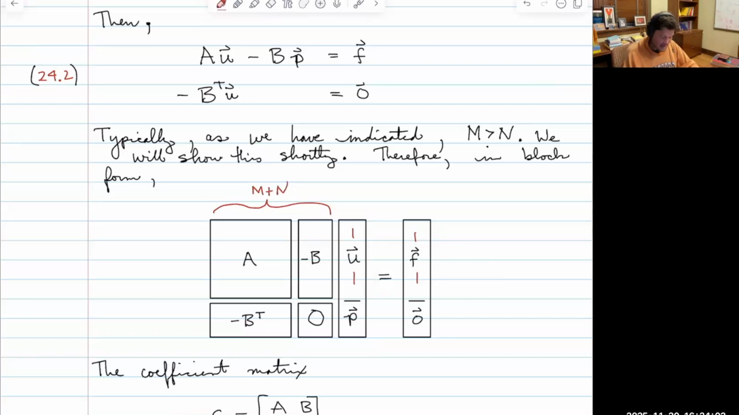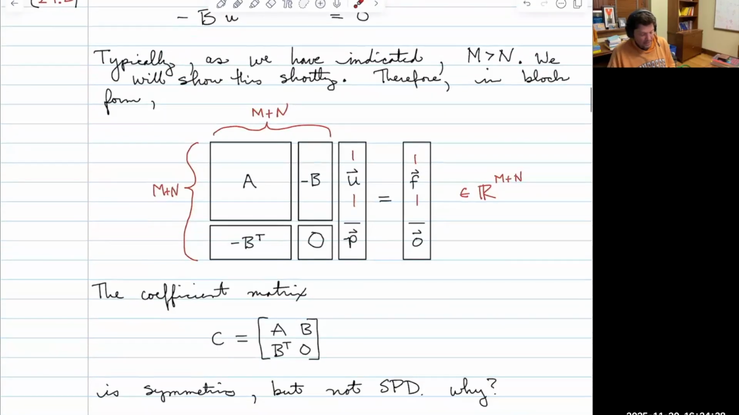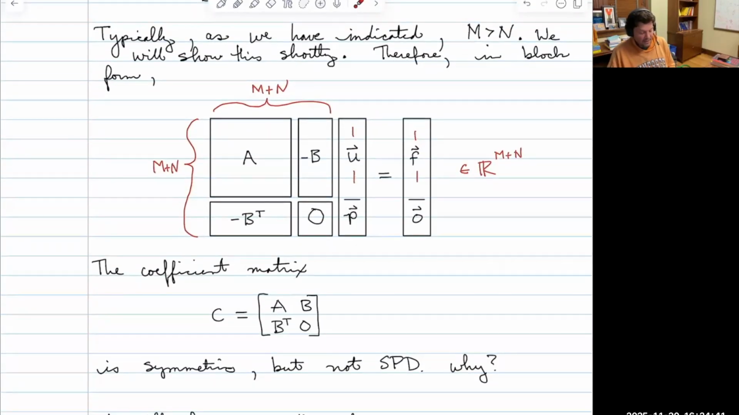So the number of columns is m plus n, and the number of rows is also m plus n. And of course, the vector of unknowns and the forcing vector are in R^(m+n). So this becomes a square system of equations. We have exactly the right number of equations for the right number of unknowns. The number of equations and the number of unknowns are equal to each other, as one would hope that they would be. But the problem is we don't know if this coefficient matrix is actually invertible or not.